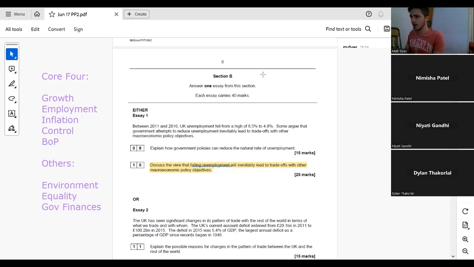So okay. How does AD/AS do this then? Well, can someone again maybe put in the chat what would have to happen to aggregate demand for unemployment to fall? So falling unemployment, let's see if we can bring AD/AS in through that. What would have to happen to aggregate demand for unemployment to fall, for more people to have jobs? In the chat, please.